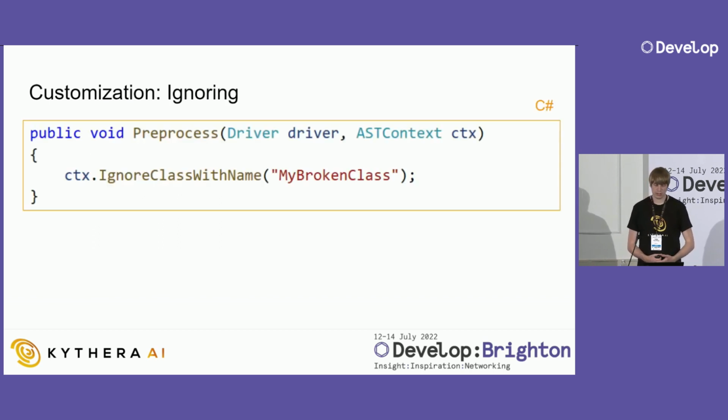Going over to the customization available in C#. So as I said, CppSharp is a library, and it mostly works by you implementing an interface.